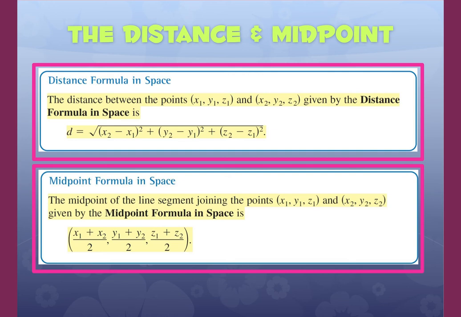And for the midpoint formula, I do the same as I always do with my x's and y's. Add the 2 x's, divide by 2, add the 2 y's, divide by 2, and now I add the 2 z's and divide by 2.